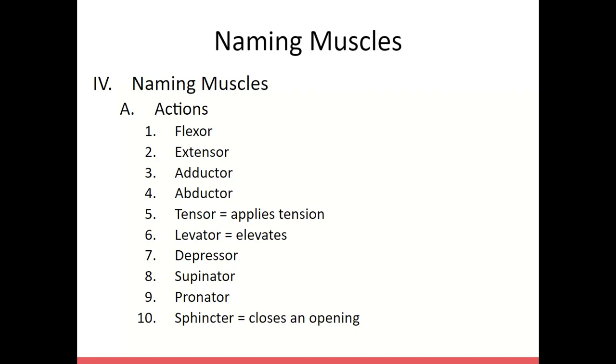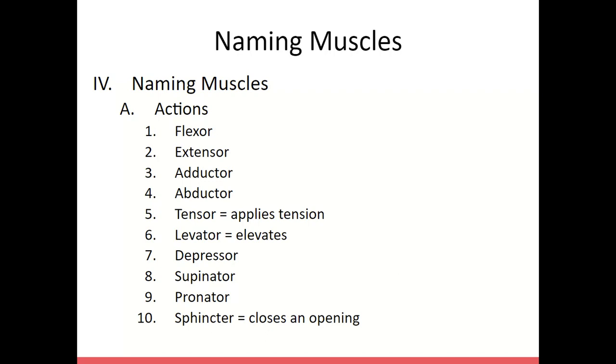A depressor, of course, is the opposite. It's going to depress or lower something. A supinator, if you remember some of the special movements at joints, supinate meant to flip your palms up. So you actually have a muscle in your arm called the supinator, which does that. It flips your hand so it's facing palm up. And the opposite of that is pronation, which is to flip your palm down. That's what your pronator does. You have a couple of pronators in your forearms that do this.